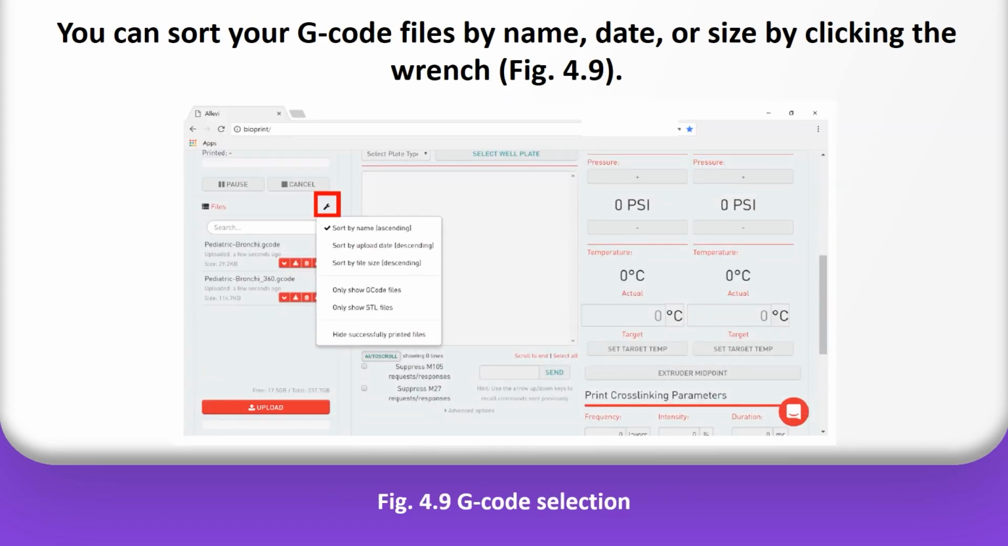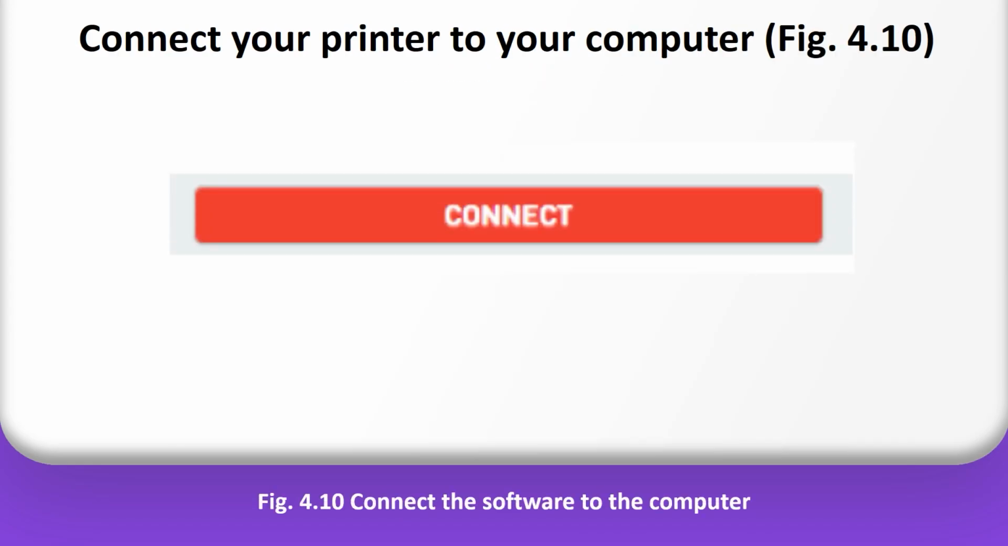Then once you are done with the G code file, you can name it, put a date, size, right? Clicking on the wrench over here, we can sort the items maybe in ascending order, descending order, and the G code selection is complete. Then we connect the printer. So this will be the interface as it is showing.